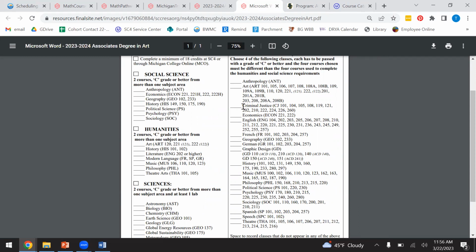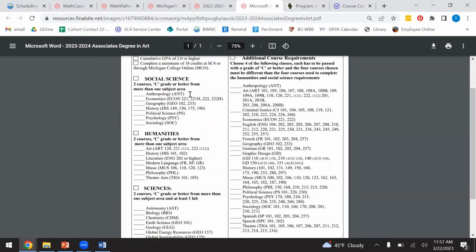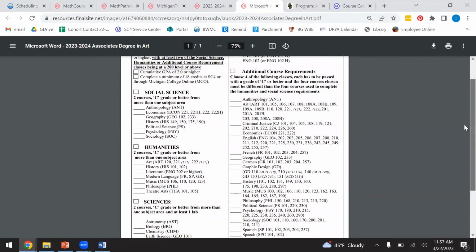So both of those are nice that they're included, because if you're thinking about going into one of those fields, but you know you want to move on to a 4-year school and get a bachelor's in that field, then you would want to do the Associate of Arts and just do a bunch of criminal justice as part of your additional courses, or a bunch of graphic design if that was the path you wanted to take.